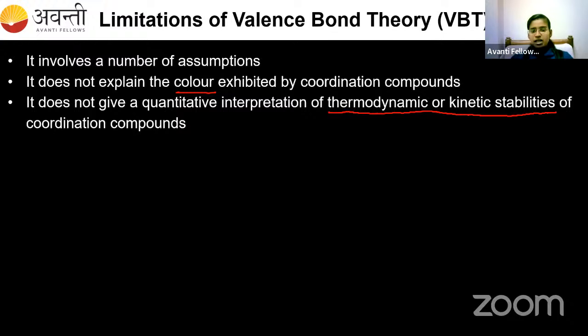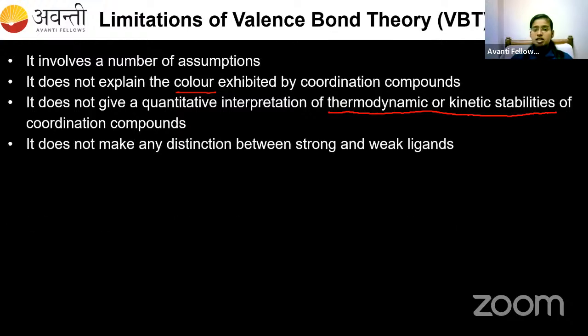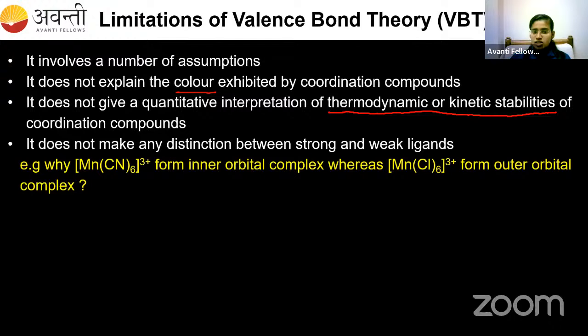Got it? And it does not make any distinction. Distinction means the difference between the strong field ligand and weak field ligand. So, for example, it did not say why manganese hexacyanide forms an inner orbital complex, while manganese hexachloride forms an outer orbital complex. So we have two manganese complexes. One is having CN minus as the ligand.